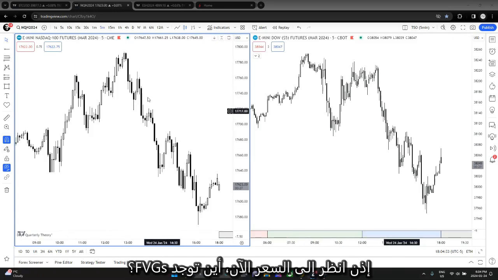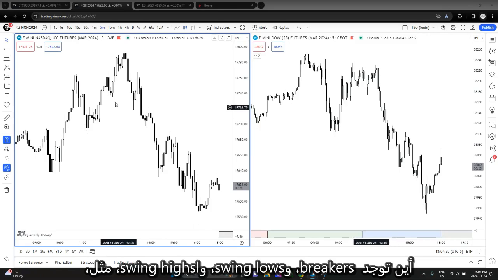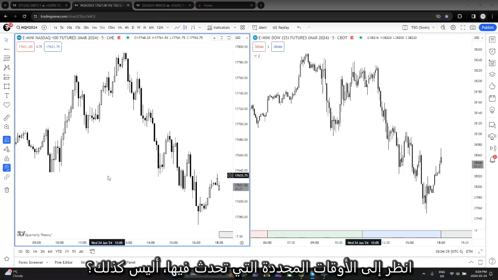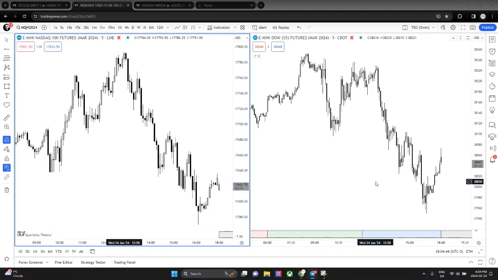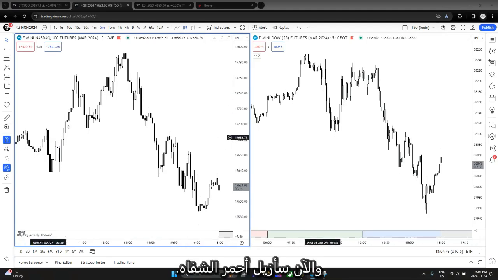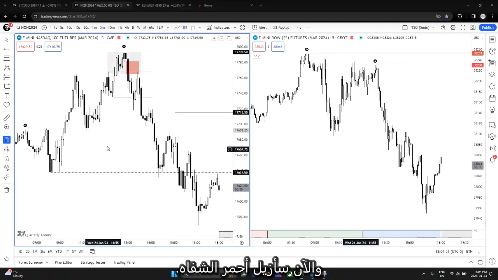So look at price right now. Where are the fair value gaps? Where are the breakers, the swing lows, the swing highs? Look at the specific times at which they occur, right? And now I'll take the lipstick off.